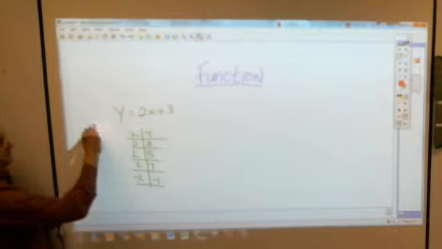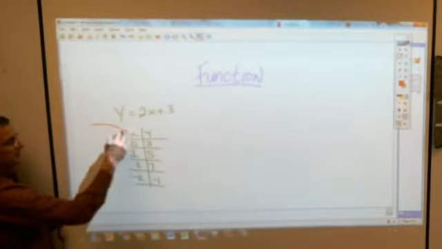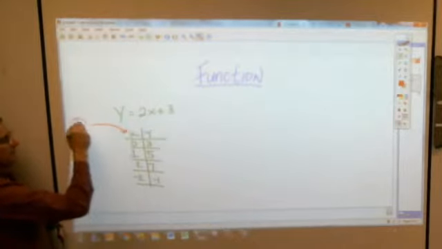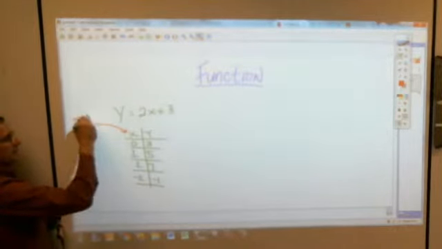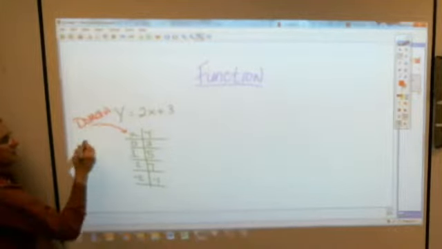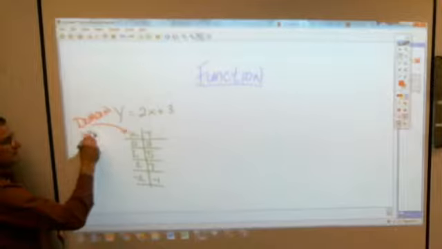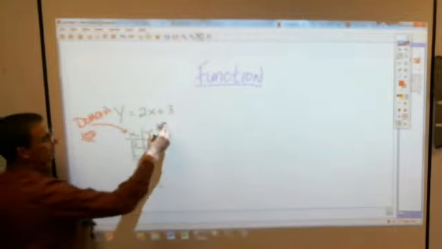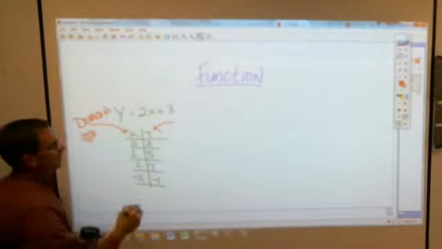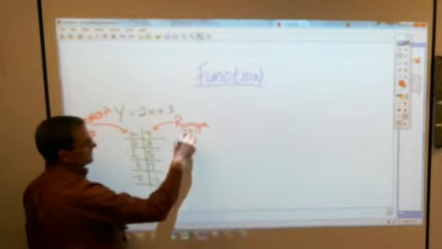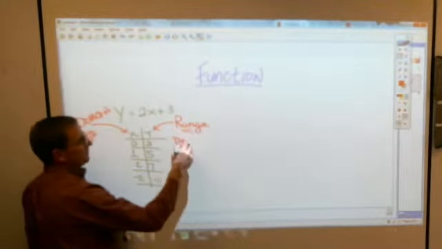The independent variable, the x values, are what we call the domain. Get that in your head. Also called the independent variable, because you get to pick the x values. The y values are what we call the range values. I don't know who made all this up, but I just have to give it to you the way it is. They're called the dependent.